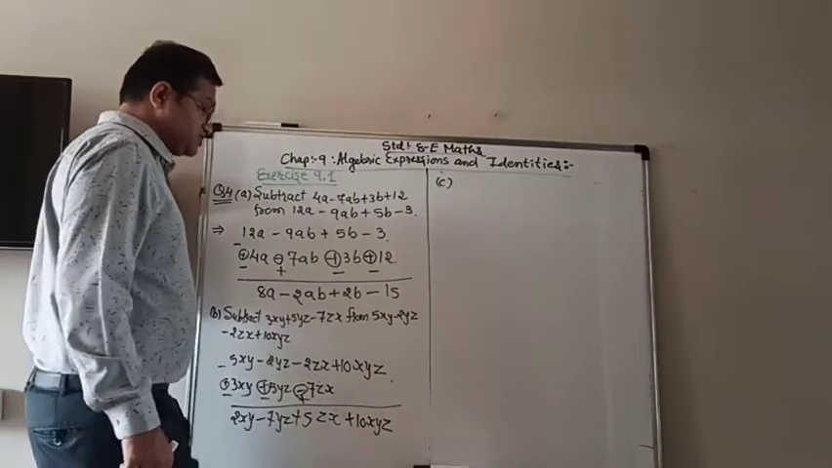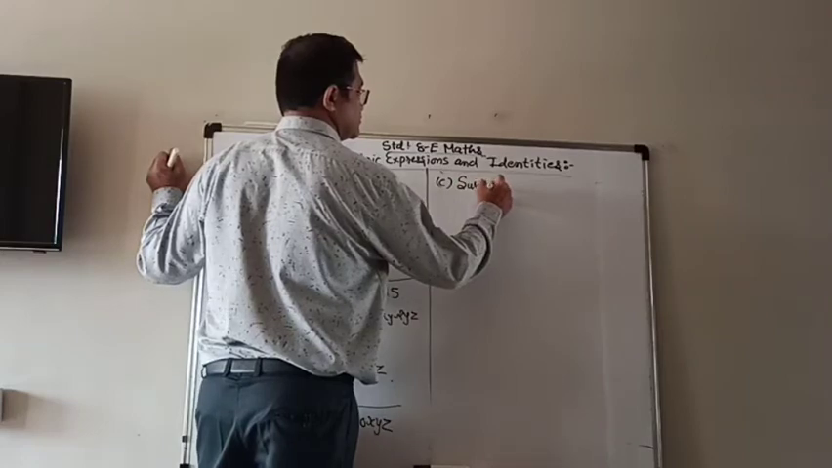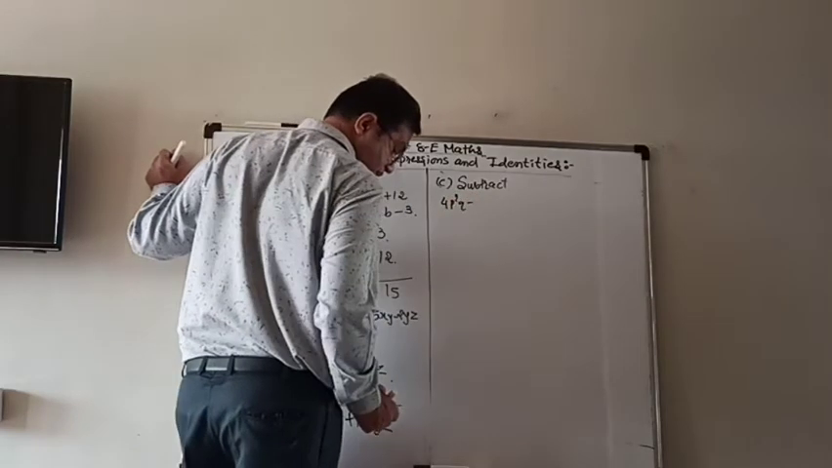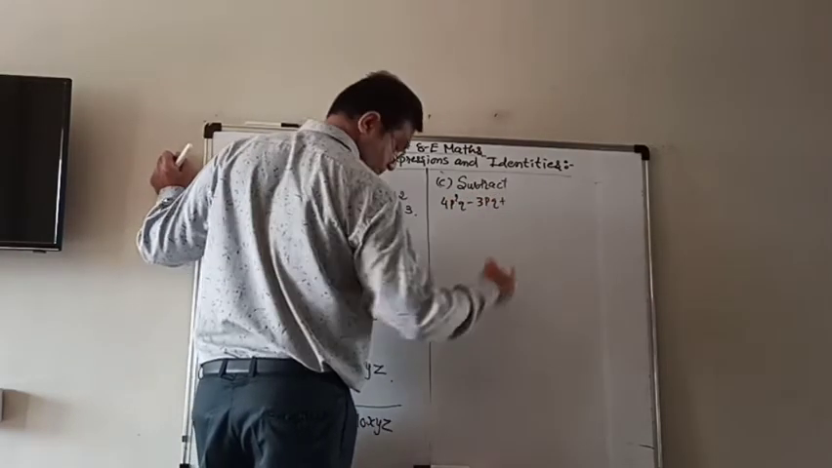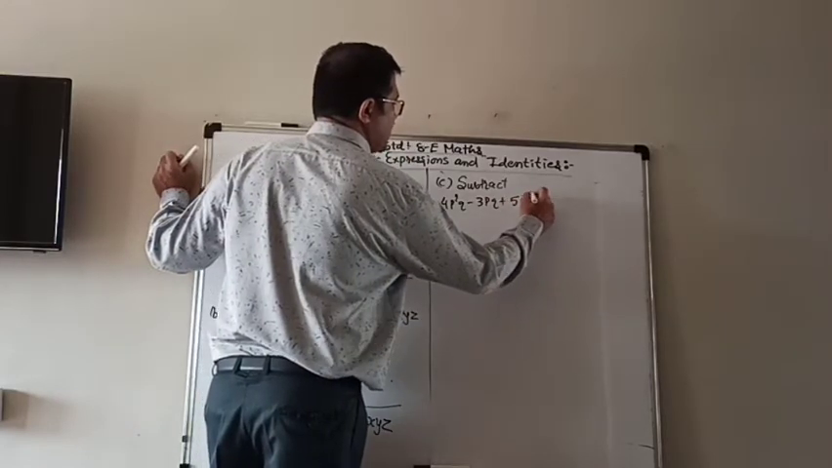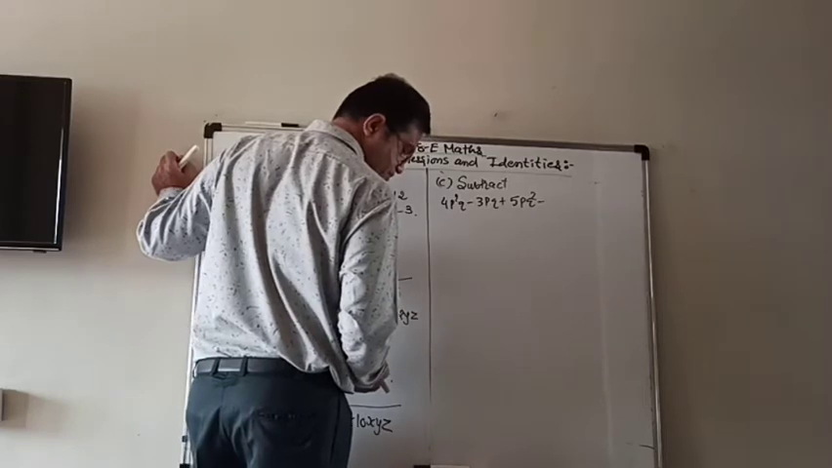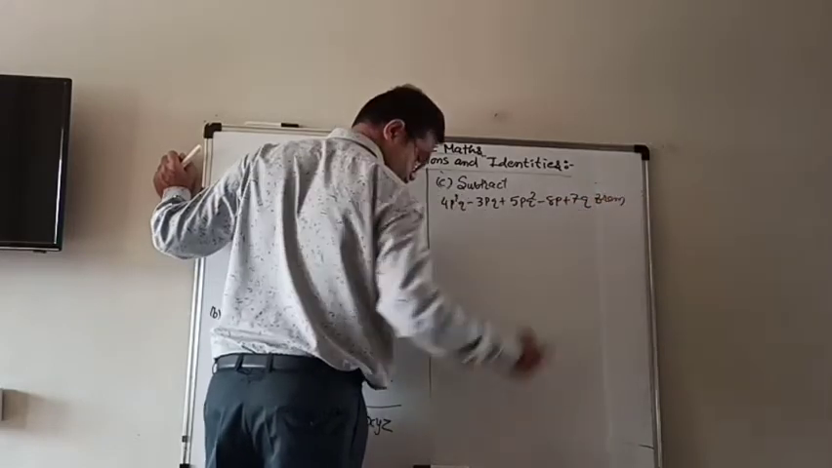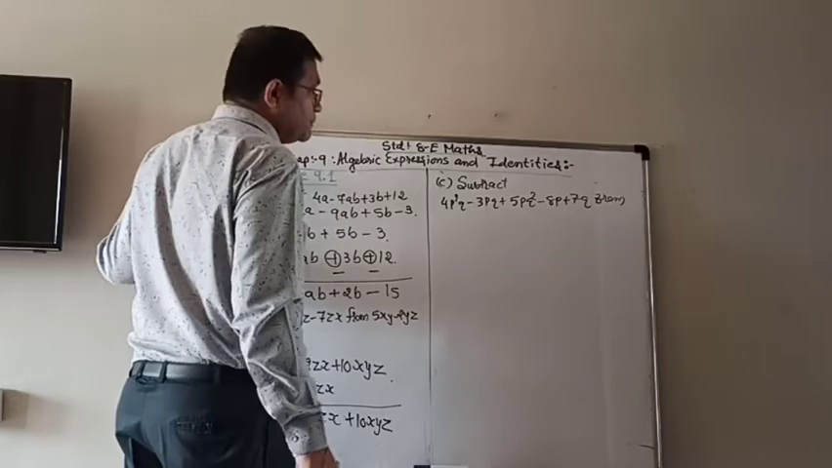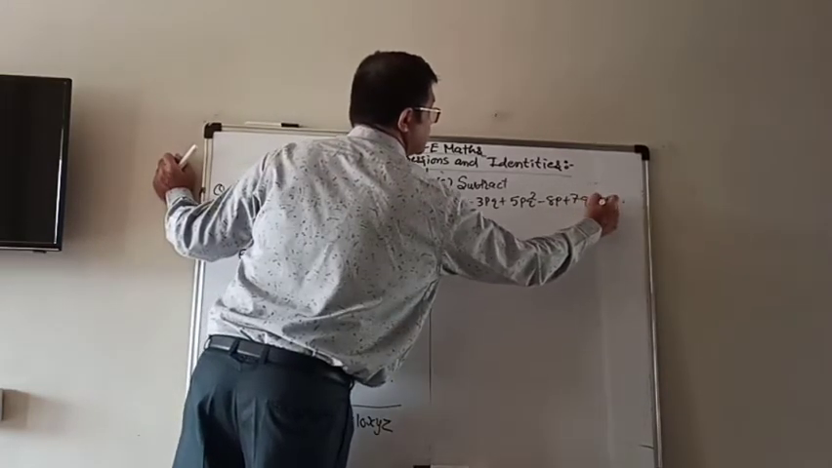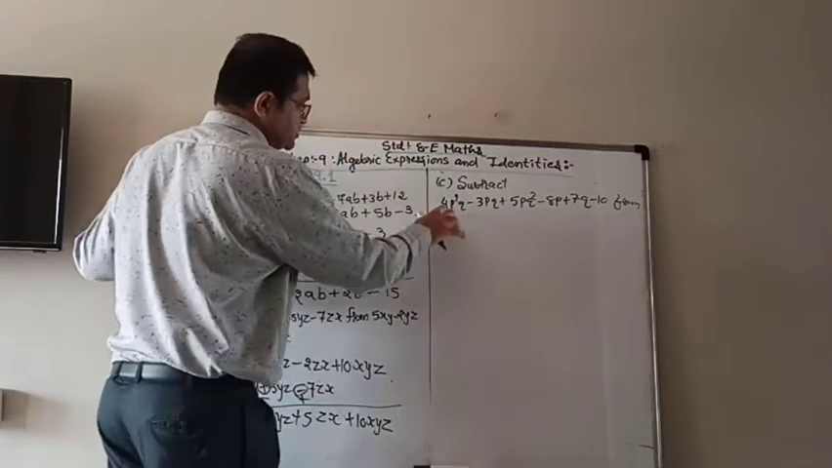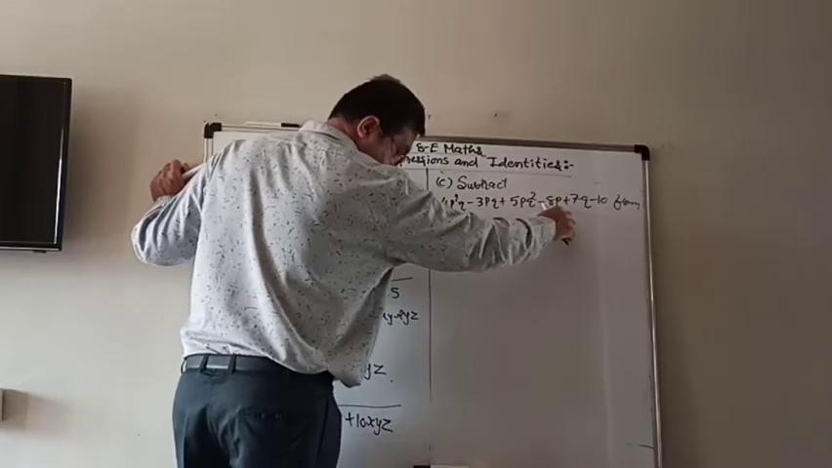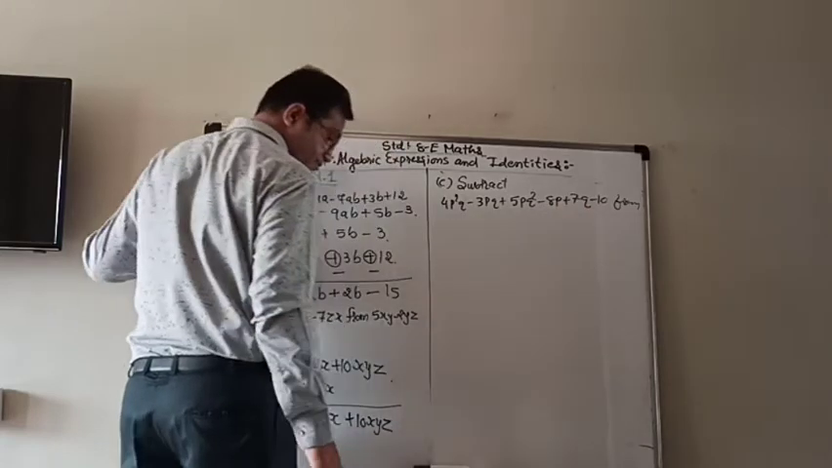The last one. Subtract 4p square cube minus 3pq plus 5pq square minus 8p plus 7q minus 10 from, let us check, 18 minus 3p minus 11q plus 5pq minus 2pq square plus 5p square cube.